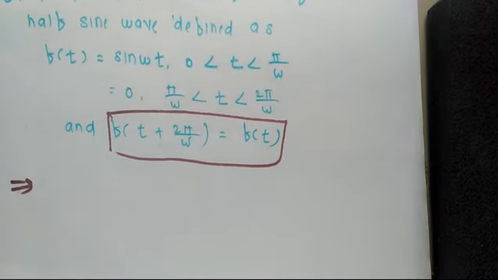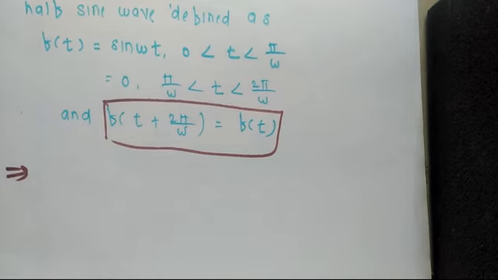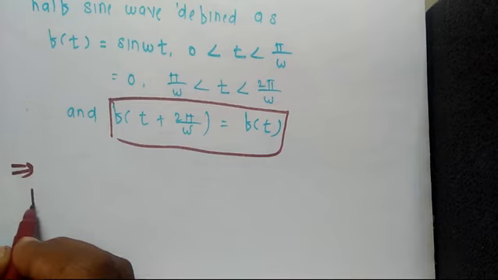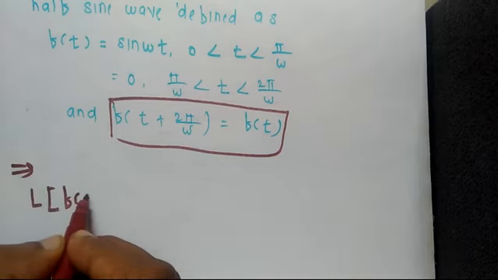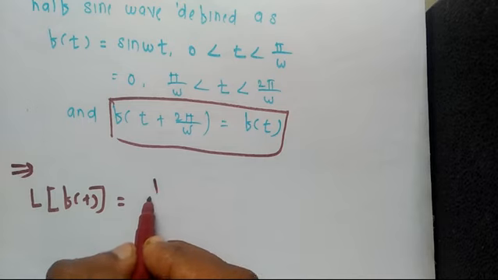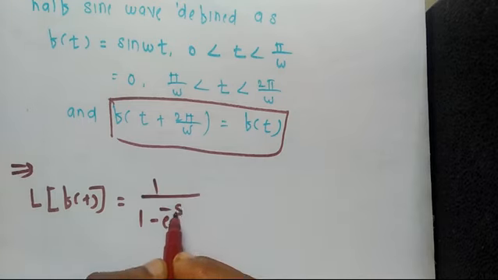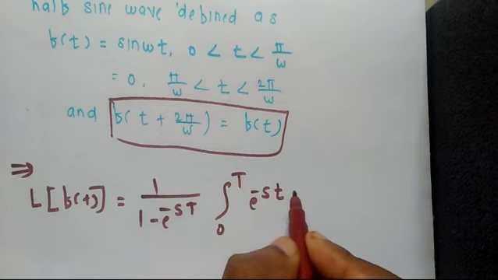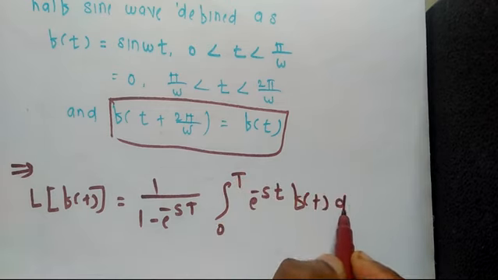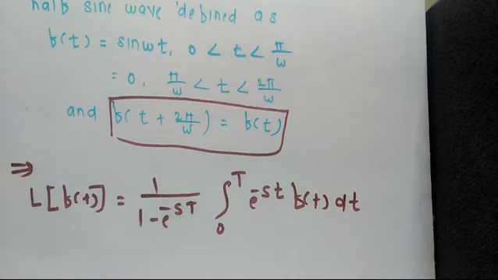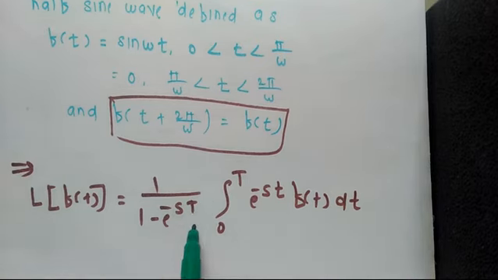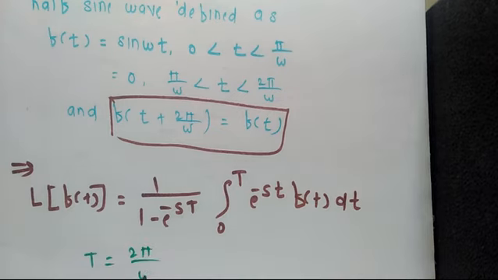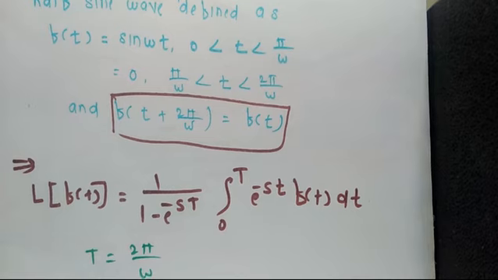So firstly we know the formula of the Laplace transform of periodic function. Okay, so formula is that Laplace transform of f of t is equal to 1 upon 1 minus e to the power minus sT, integral 0 to T, e to the power minus st f of t dt. So this capital T here, what is the capital T? That is 2 pi by w.